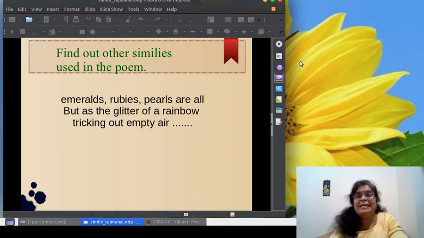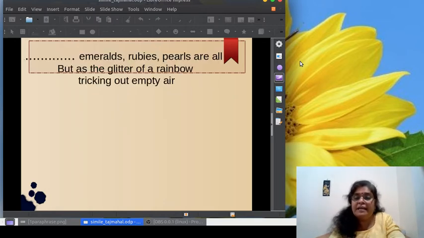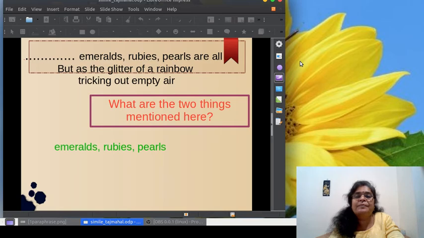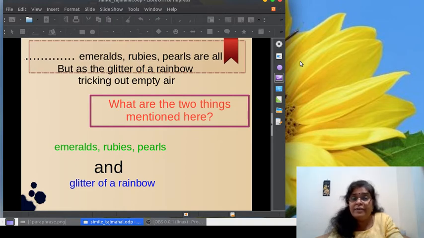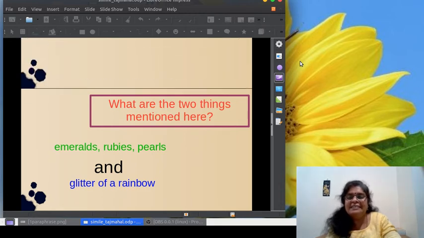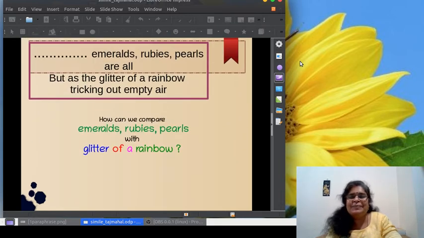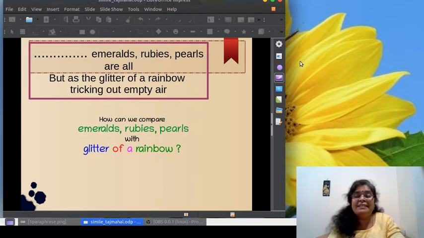Why is it a simile? Two things are compared. What are they? Emeralds, rubies, pearls and the glitter of a rainbow. They are compared here. How can we compare these two things, emeralds, rubies, pearls, with the glitter of a rainbow? What is the logic in comparing them?